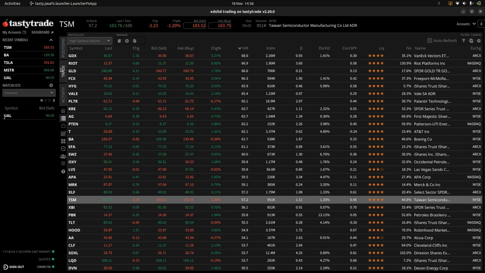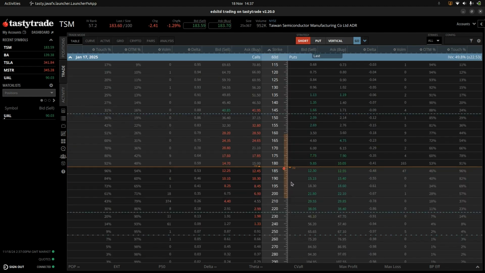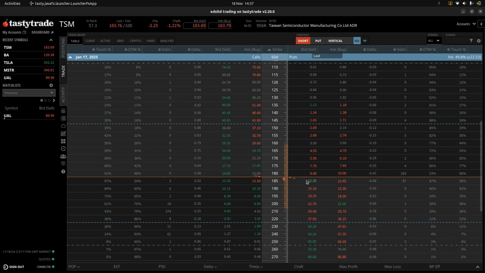So let's just have a look at TSM. And we know January 17th is where we're going to be at. And this is now the options chain. So we just want to make sure the bid and ask spreads are nice and tight, which they are. Obviously, anything that has a wide bid and ask spread would have been filtered out when we were doing the filtering process on the watch list. But as a double check, just to absolutely make sure that the bid and ask spreads are nice and tight. And in this case, it is, so that's all good.